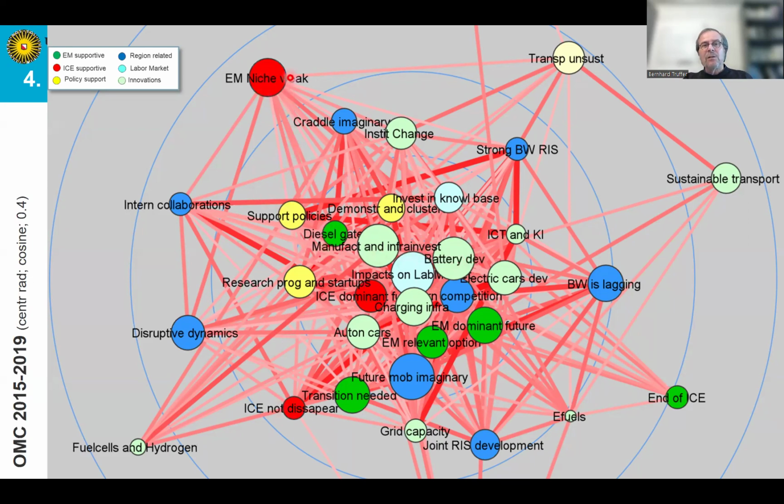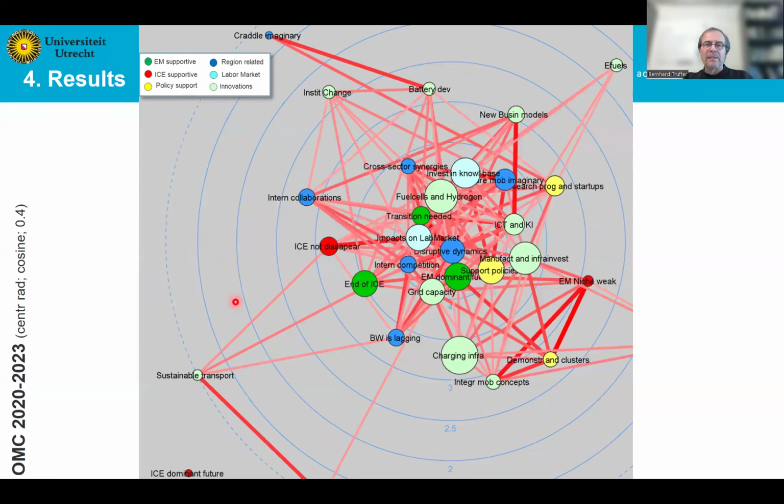The other red dots, electric mobility niche is weak, or the IC will not disappear, move a bit to the periphery, and we see among the green dots a first appearance of statements that say that electromobility will be the dominant future. So we see here a bit of a conflictual positioning among the different actors.